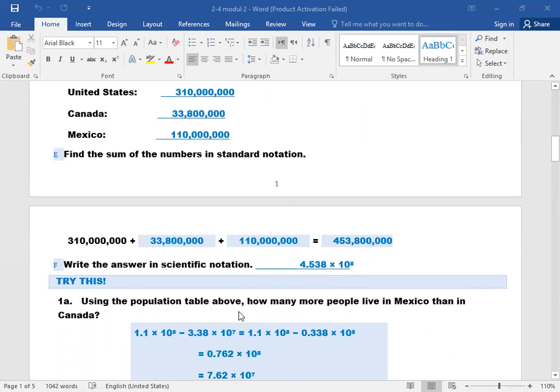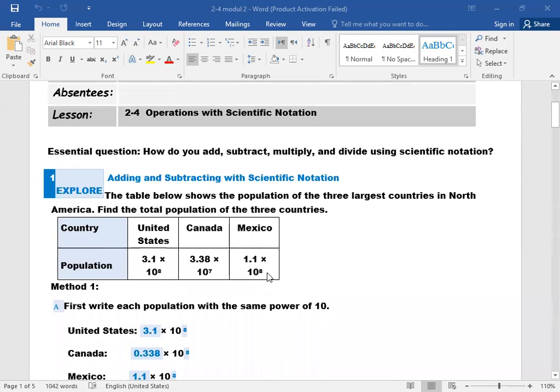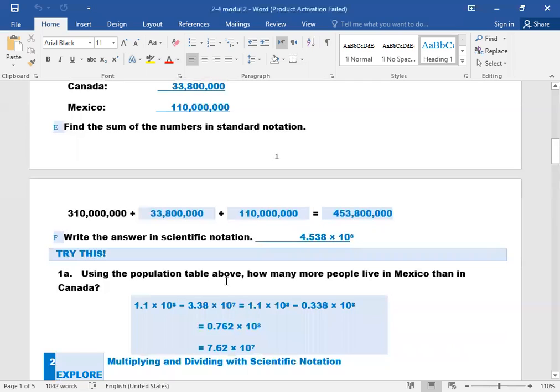Using the population table above, how many more people live in Mexico than in Canada? So Mexico was 1.1 times 10 to the power of 8 minus 3.38 times 10 to the power of 7. Think with me. This is 10 to the power of 8. This is 10 to the power of 7. So I want to make both 10 to the power of 8, which means I want to increase the exponent, so I have to move to the left. Then it will be 1.1 times 10 to the power of 8 minus 0.338 times 10 to the power of 8.